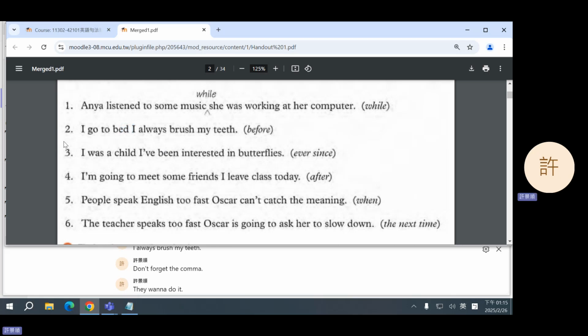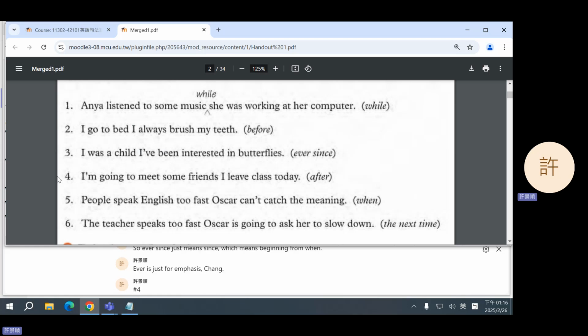Number 3, I was a child. I've been interested in butterflies. 陈友轩. Good, thank you. Ever since I was a child, comma, I've been interested in butterflies. So ever since just means since, which means beginning from when. Ever is just for emphasis, 强调.